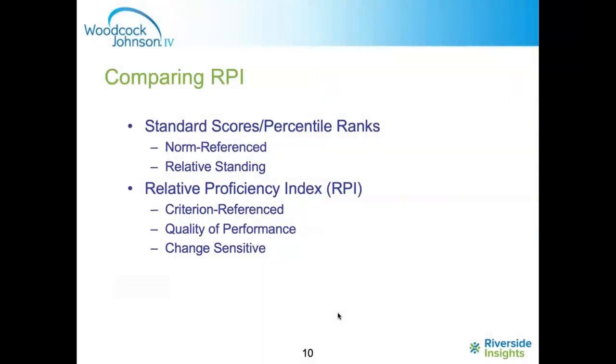The standard score is norm referenced, and it speaks to relative standing in a group. The RPI is criterion referenced and speaks to the quality of performance. It's also change sensitive. In other words, going from 45% proficient to 90% proficient is a real meaningful change in performance. That's not always the case with standard scores.